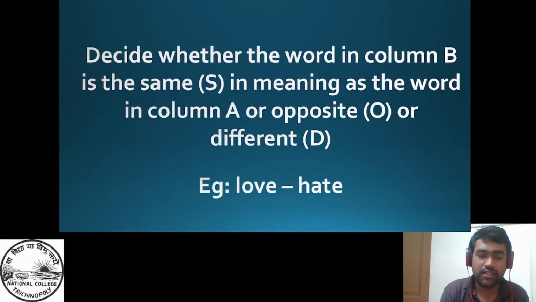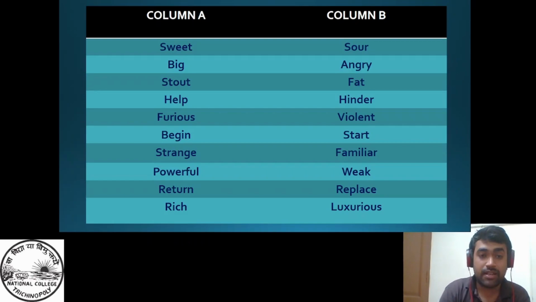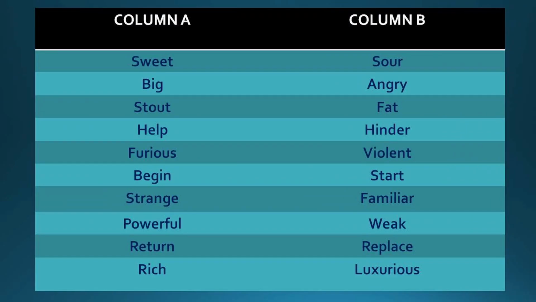So it is S, O or D, and you have 30 seconds to go. So this one, love and hate, it's exactly the opposite. So you must only mark O. So let's take up the test now. Look at column A and look at column B.